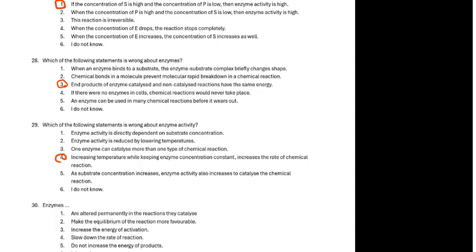So let's go to the last question. Enzymes are altered permanently in the reactions they catalyze. Then to make the equilibrium of the reaction more favorable, increase the energy of activation. No, this is not true. Slow down the rate of reaction. This is not true. 3 and 4, they are wrong. Do not increase the energy of products. So 5 is the correct answer. All these here, they are all wrong. So 5 is the correct answer.